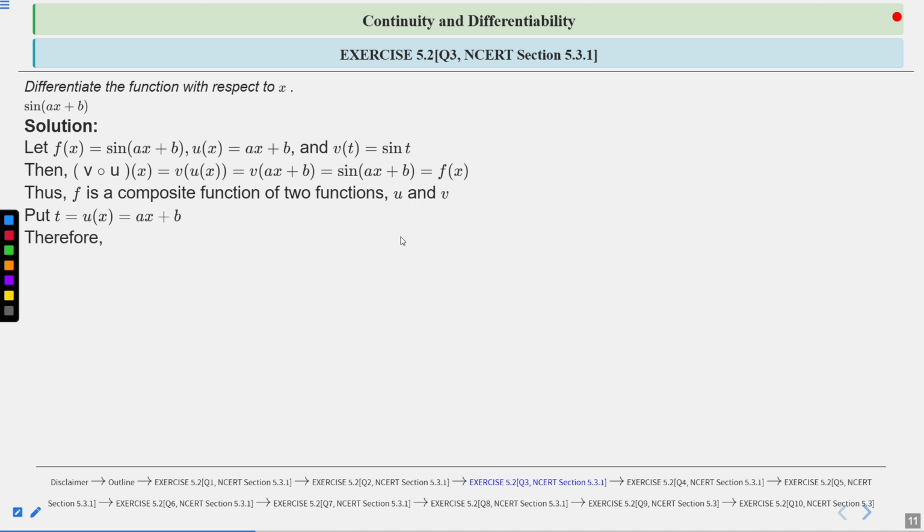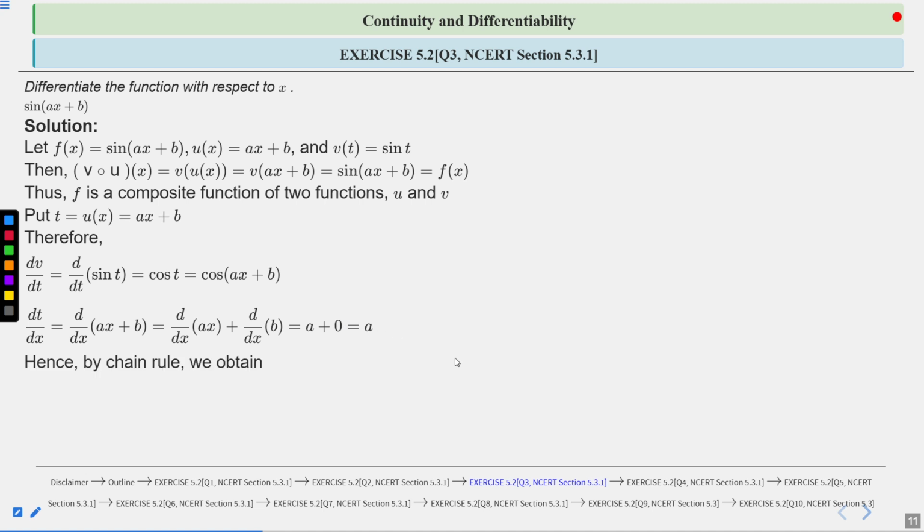Therefore, we can say dv/dt will be equal to d/dt of sine t, which is equal to cos t, which is equal to cos of ax plus b. Then dt/dx will be equal to d/dx of ax plus b, which will be equal to d/dx of ax plus d/dx of b, which will be equal to a plus 0, which is equal to a.